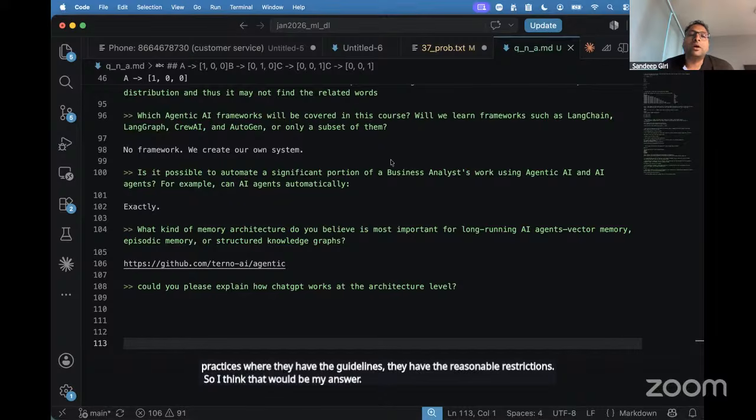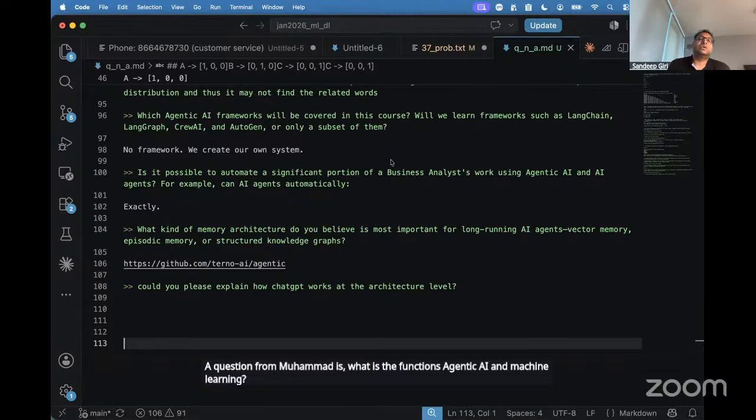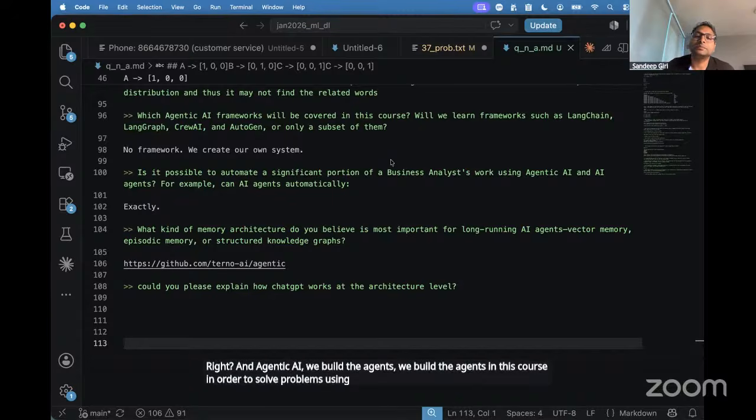A question from Muhammad is, what are the functions of agentic AI and machine learning, right? So machine learning, we learn from the data to achieve something, right? And agentic AI, we build the agents. We build the agents in this course in order to solve problems using AI.